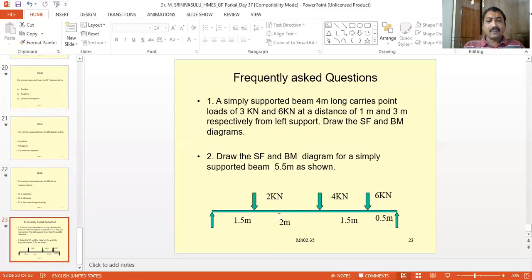These are the frequently asked questions in the case of the simply supported beam, and by solving this type of problems we can become a master in the shear force and bending moment diagrams for the simply supported beam.